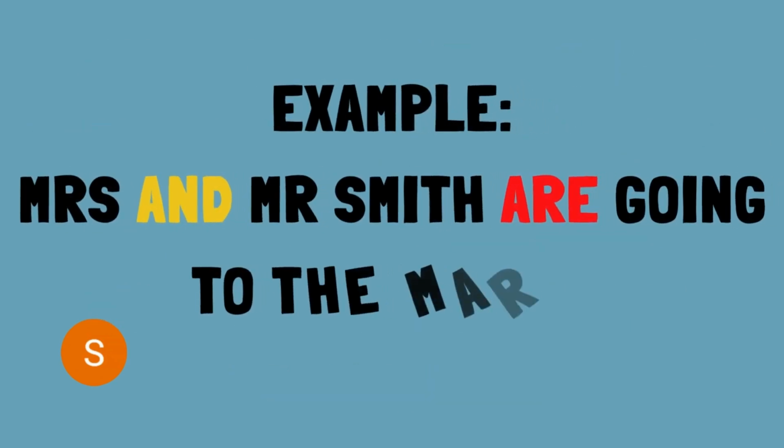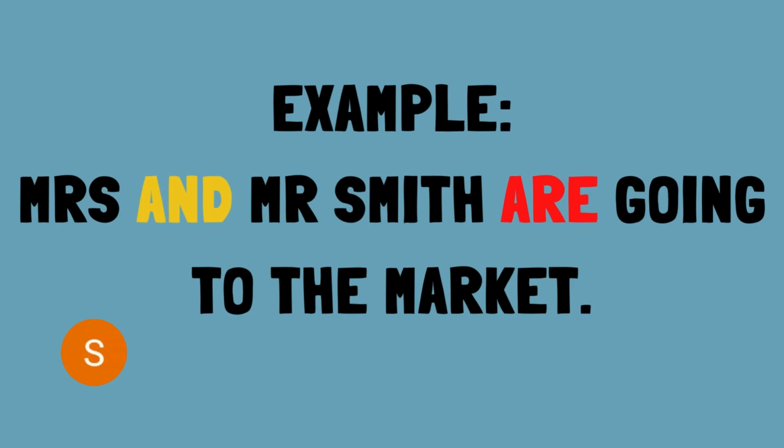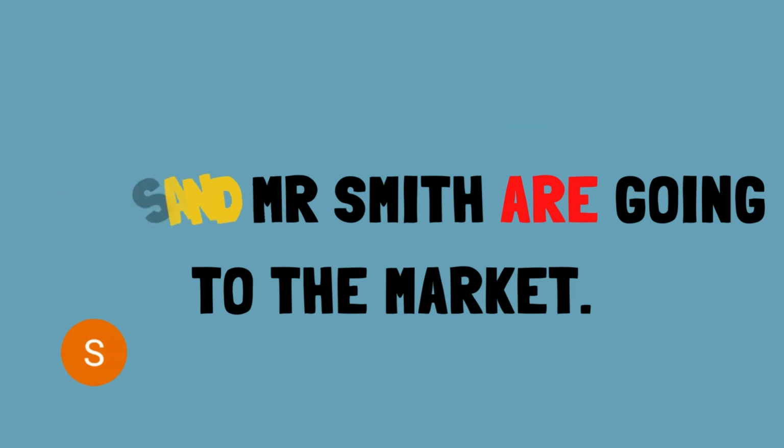Let's understand this with an example. Here in the sentence, Mrs. and Mr. Smith are going to the market. Here, two people are there, Mrs. and Mr. Smith. Two subjects are there and they are connected by and. So, which verb will be coming here? We will be using a plural verb, that is, are.